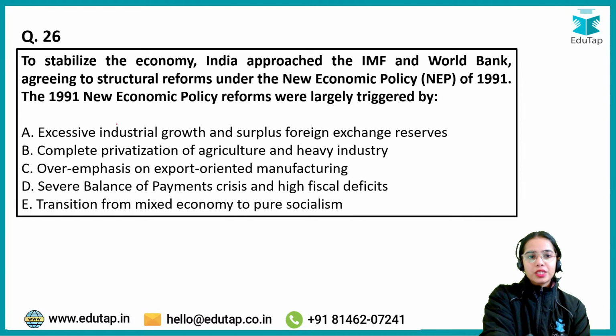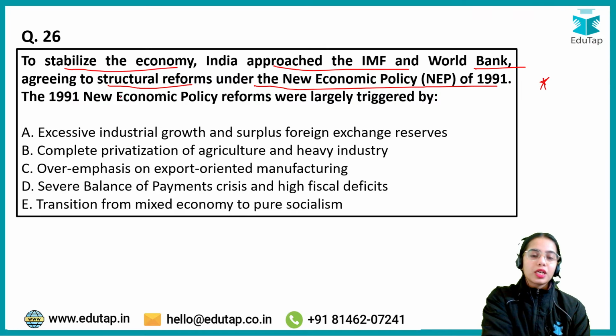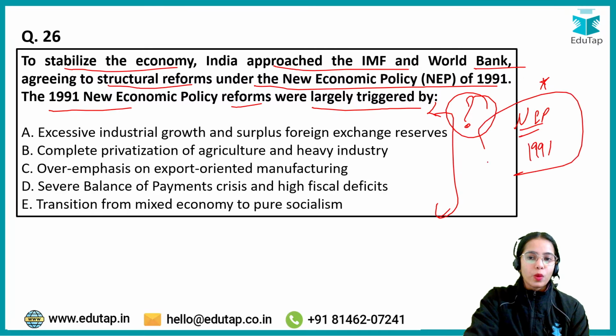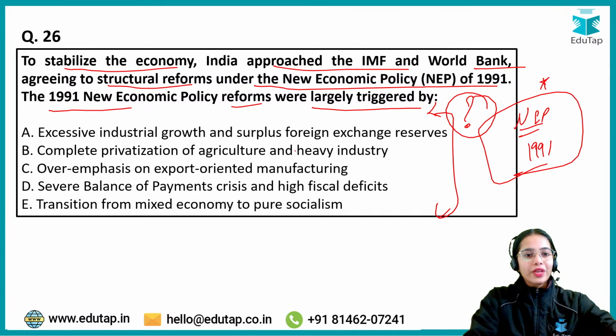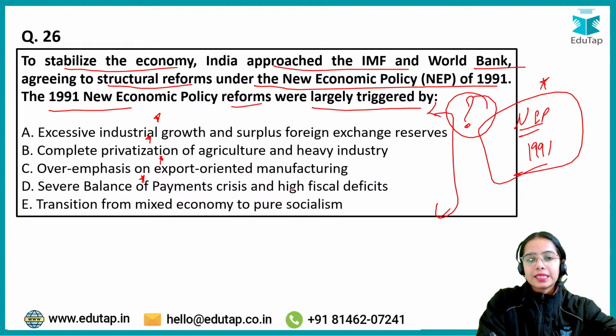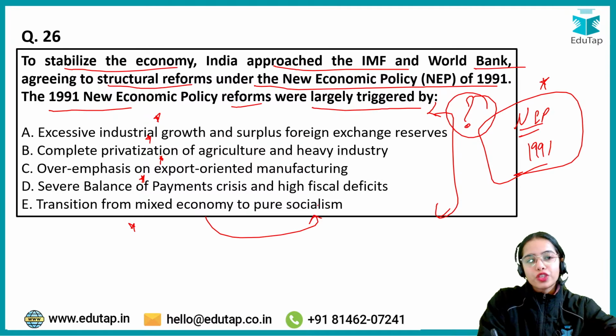Now coming to the next question. To stabilize the economy, India approached the IMF and World Bank, agreeing to structural reforms under the new economic policy of 1991. Now, the 1991 new economic policy reforms were largely triggered by which of the following? Why was it required? Because of excessive industrial growth, because of complete privatization of agriculture, overemphasis on exports, or severe balance of payment crisis and high fiscal deficits, or because of transition from mixed economy to pure socialism. So which of the following triggered the 1991 new economic policy reforms?